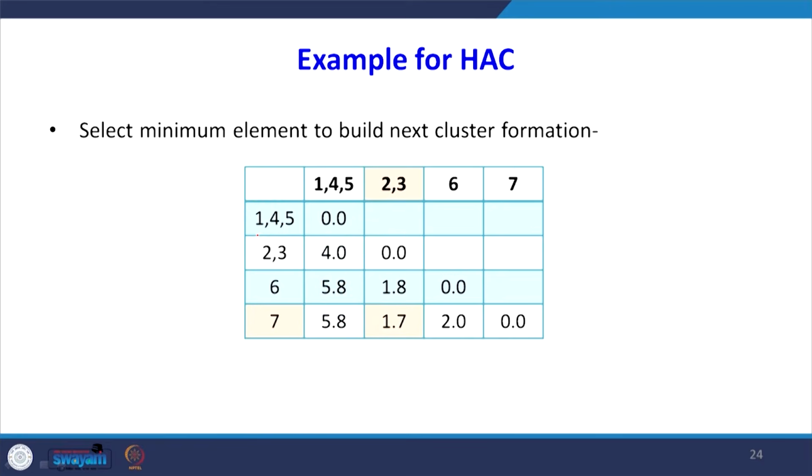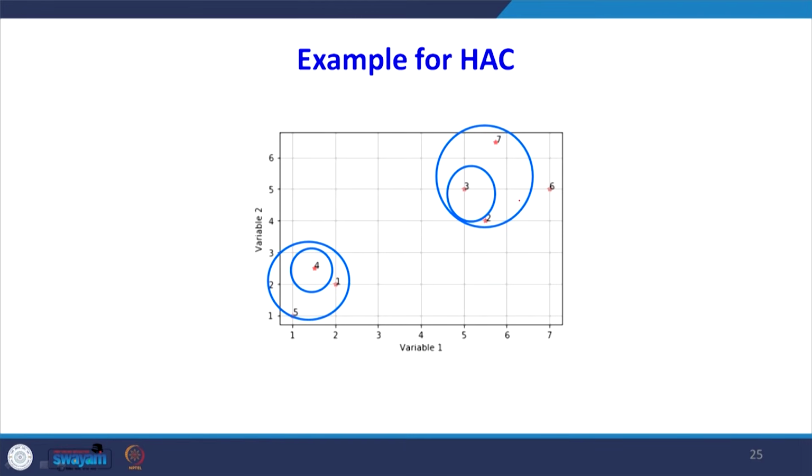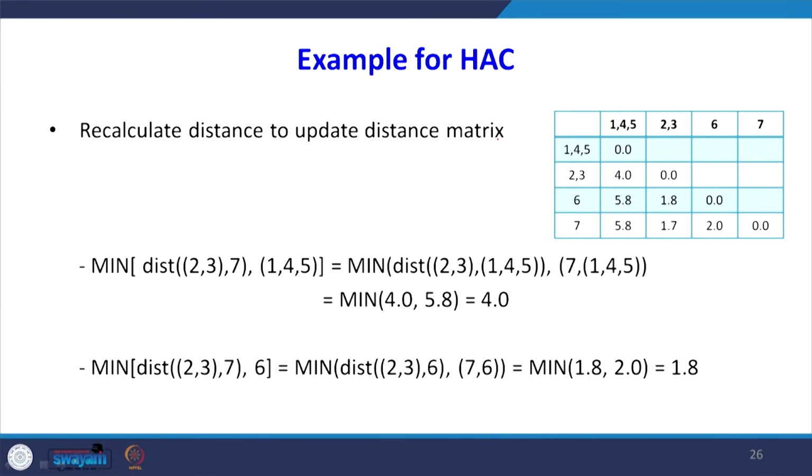The next step, what are we going to do? In the updated distance matrix, look at where the minimum distance is. So 1.7 is the minimum distance. So the object 7 is going to be added into the cluster 2 comma 3. Now we will update this distance. You see that already there is a cluster with 2 objects, and 7 also joined there.